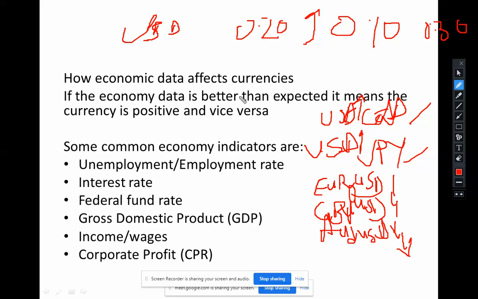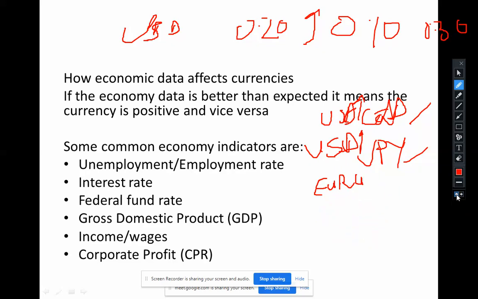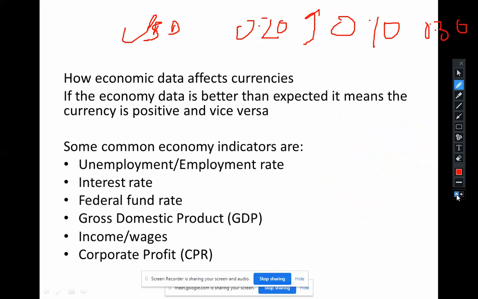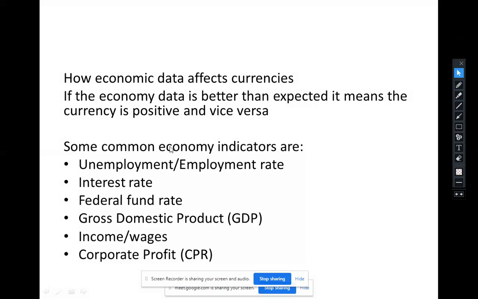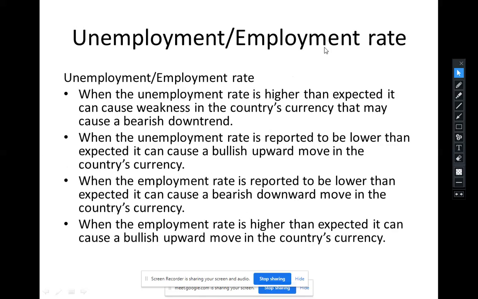So that means if the data is released and it is better than the expected, that is the forecast, it means the currency is positive, so you can trade the currency. Okay, so some common economic indicators, when we talk about economic indicators, these are common economic indicators. I'm going to explain them one by one. Let's start with unemployment or employment rates.